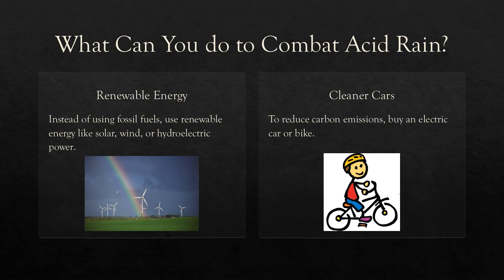What can you do as an individual to combat acid rain? Renewable energy. Instead of using fossil fuels, use renewable energy like solar, wind, or hydroelectric power. These options are renewable as they won't run out like coal, natural gas, and other fossil fuels will. They also, of course, reduce carbon emissions. You can also choose to invest in cleaner cars like electric cars, or you can just buy a bike and bike everywhere or walk everywhere if you live in close distance of areas.